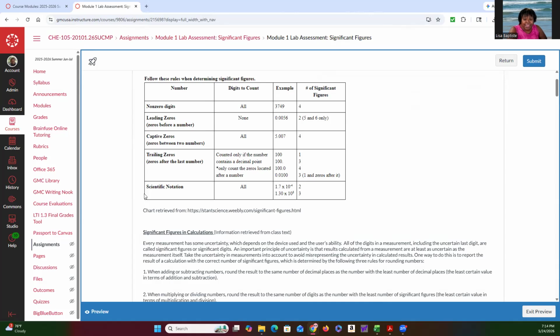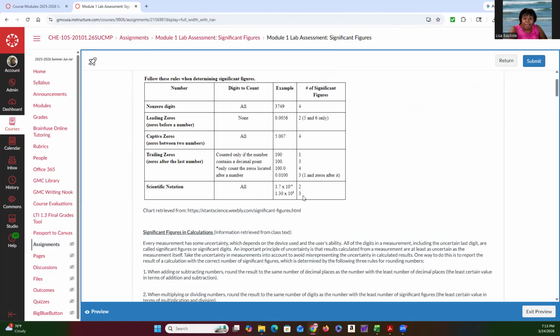Okay. If we have a number written in scientific notation, the number before that times symbol, or before the X, those are all significant. So 1.7 times 10 to the negative 4, that 1 and the 7 have two significant figures. 1.30 times 10 to the 8th, 1.30, those are three significant figures.